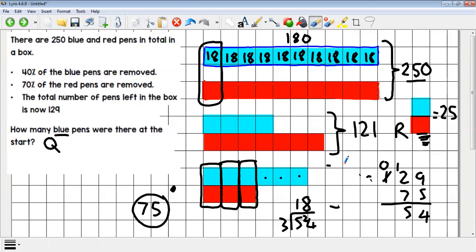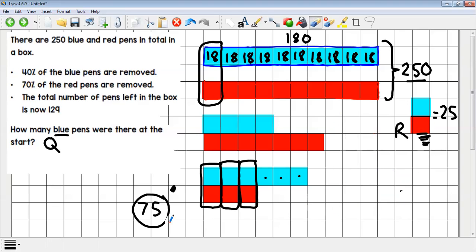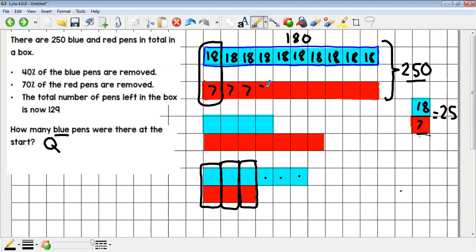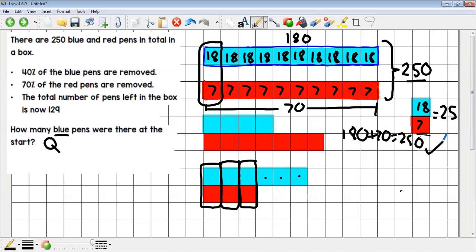Let's just double check that works. I hope it does. Over here. So in this diagram, that means that if this is worth 18, then the red parts are going to be worth the difference between 18 and 25, which is 7. So these are 7s, which means the whole of the red bars are 70. 180 add 70 is 250. Okay, hope that helped.